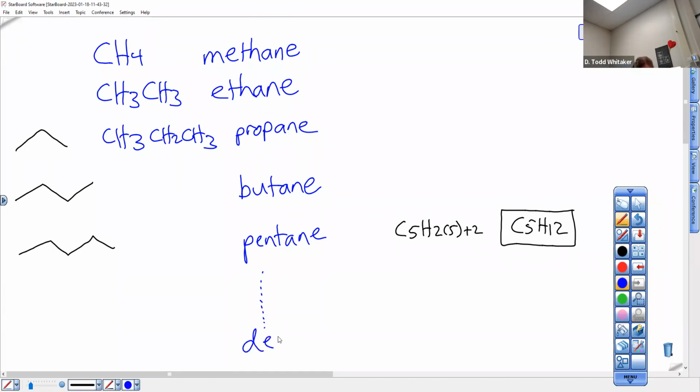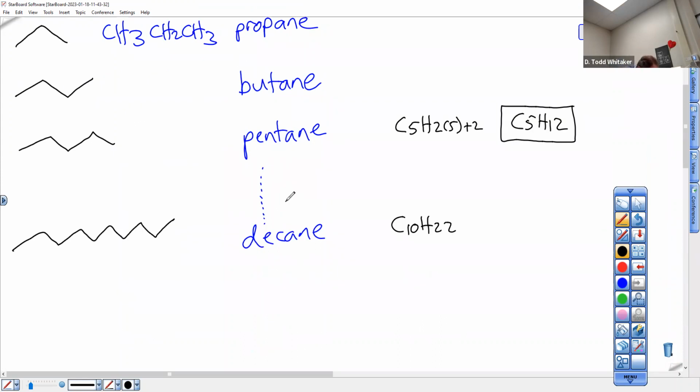We have decane, which was 10, right? C10H22. And it's this one, 2, 4, 6, 8, 10. And undecane, 2, 4, 6, 8, 10, 11.